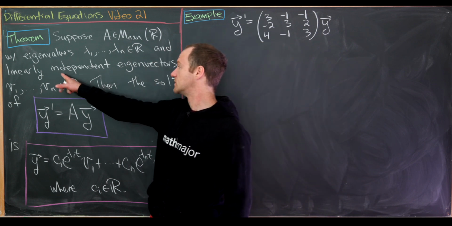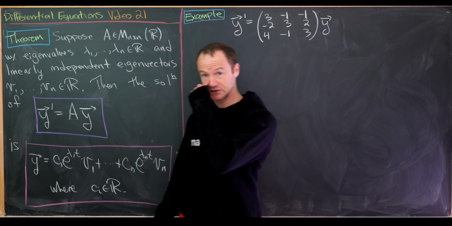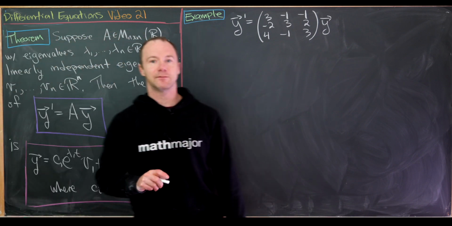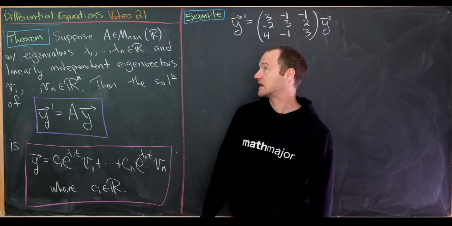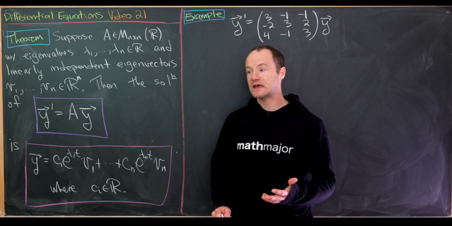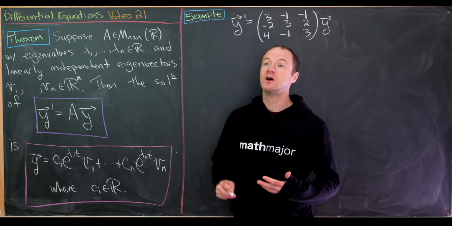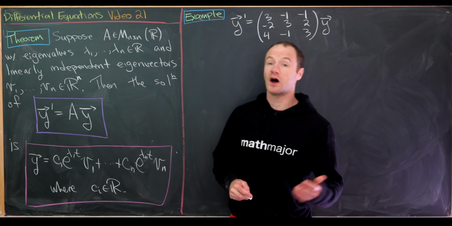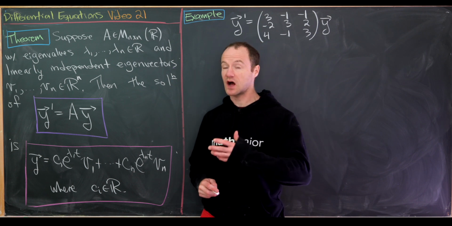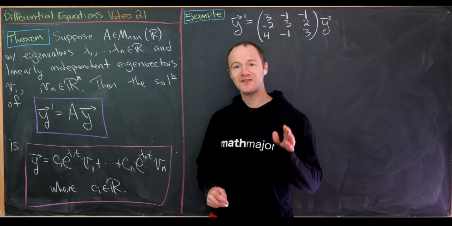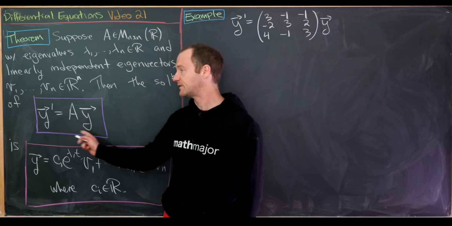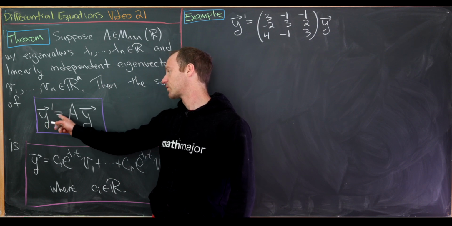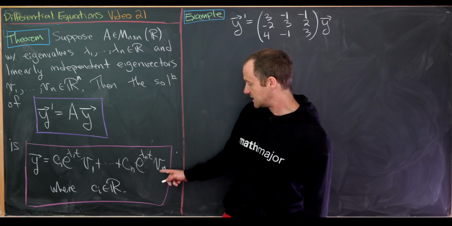And then we'll also suppose that we have linearly independent eigenvectors v1 to vn in R^n. The fact that they're linearly independent means that R^n has a basis of eigenvectors of this matrix A. And again, that's restricting this setup to diagonalizable matrices. But like I said, we'll go through the non-diagonalizable case, and the potentially complex eigenvalue case later. Then the solution to the system of differential equations given by the matrix equation, the vector valued function y prime equals A times y, is this.